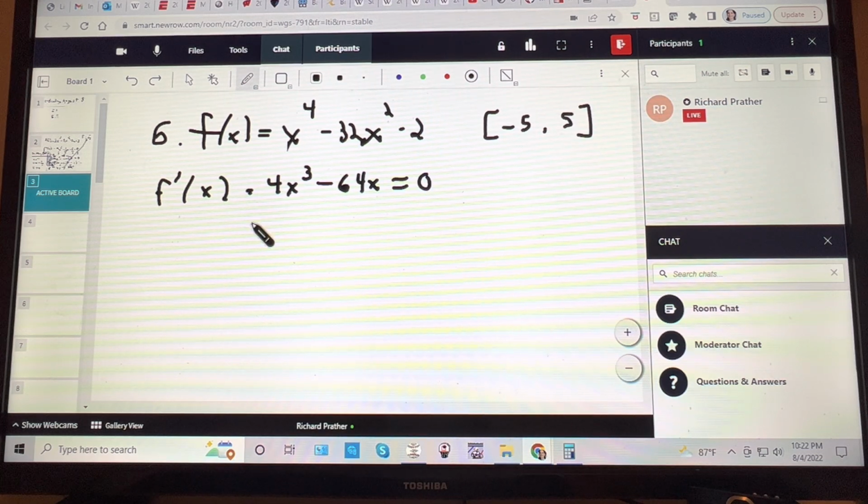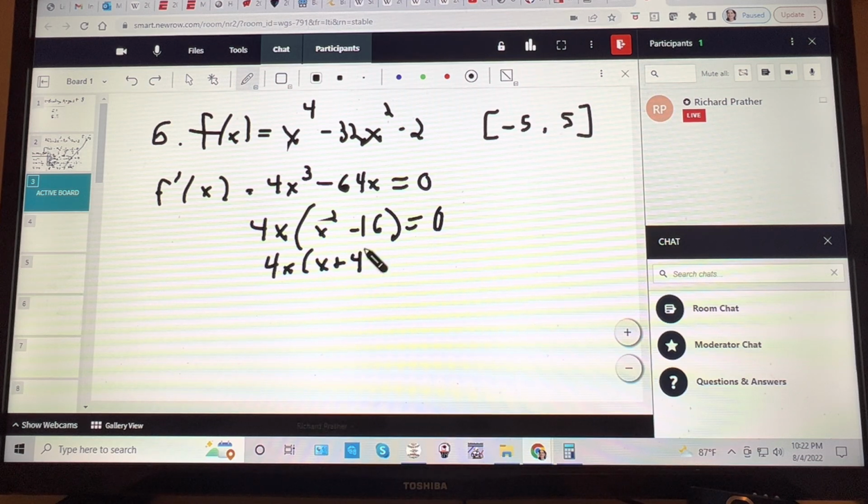There is a GCF of 4x, and that would leave x squared minus 16. And that's a difference of squares, so x plus 4 and x minus 4. There are 3 critical numbers, and they're all inside the interval too: 0, -4, and 4.